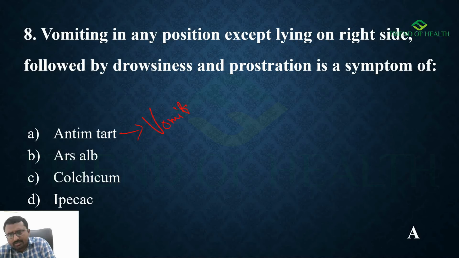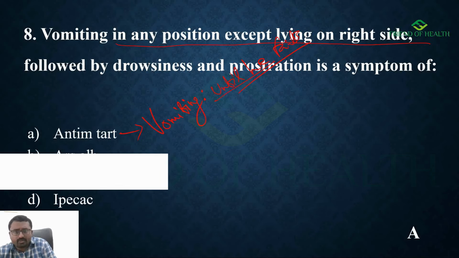Vomiting. After giving vomiting, different symptoms are given. One is in any position except lying on the right side. Another one is vomiting until he faints. That is skipped here. If that simple symptom comes alone without any other symptoms, that also is Antimonium tartaricum. Vomiting until he faints. So actually in the keynote it is placed like vomiting in any position except lying on the right side, until he faints, followed by drowsiness and prostration.